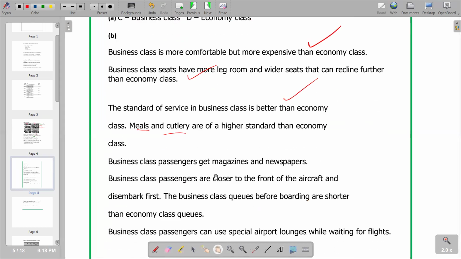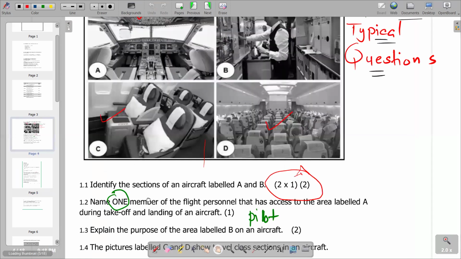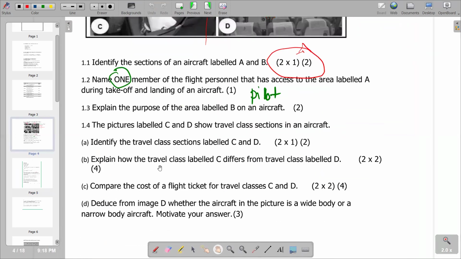We have others saying that passengers are getting magazines and newspapers. We also have other differences just beneath that. But remember, if you go back to our question, you'll see that our question is only asking for two differences that we can try to identify. That is our two differences on B.